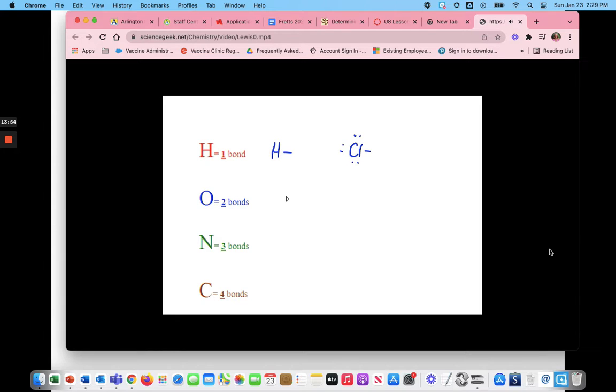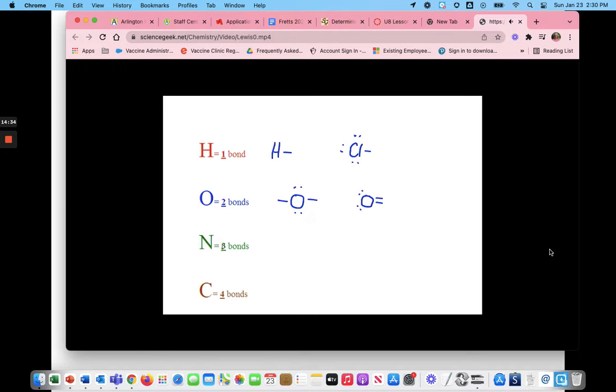The members of the oxygen family tend to form 2 bonds. Now there's 2 ways that that can happen. Oxygen could have 2 single bonds, and that would necessitate 2 pairs of unshared electrons, 2 unshared electron pairs. Another possibility is that oxygen could form a double bond with one other atom. And again, we're going to get 2 unshared pairs of electrons.